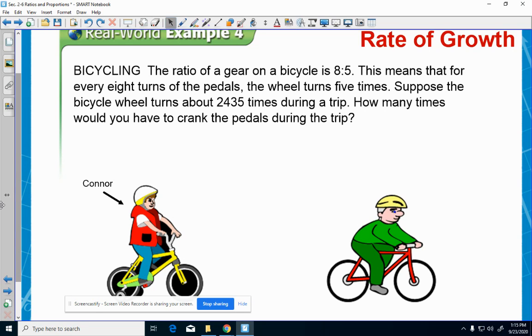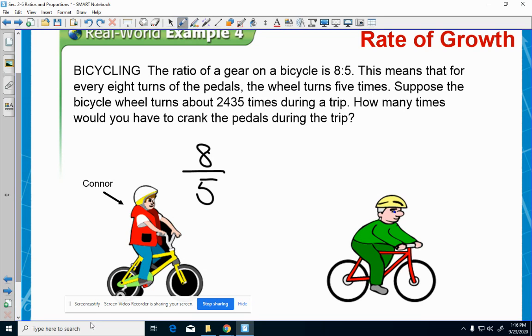Can you see that? Can you visualize what that looks like? Okay. If I'm going to work with it, I don't typically write it with a colon like I see here. How am I going to write it? If I'm going to work with a ratio, how am I going to write it? Sophia? I'm going to write it as a fraction. Remember, 8/5. Okay. So if I write 8/5, so here's the question. Suppose the bicycle wheel turns 2,435 times. How many times would the pedals turn?